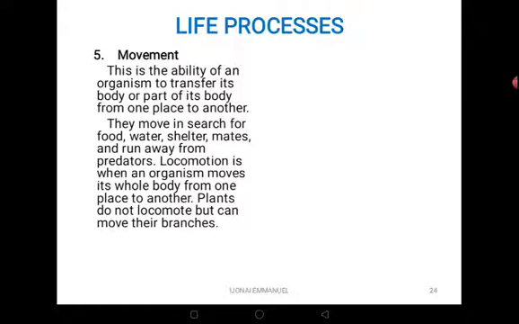Then the next one is movement. Great. All of us have been moving, at least from one place to the other, or you move part of your body. It's vital and it's one of the life processes. This is the ability of an organism to transfer its body or part of its body from one place to another. They move. Why do they move? Why do you move from one place to another, or why do you move your body part?